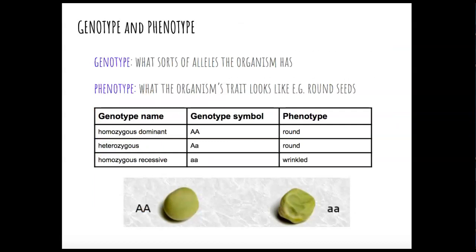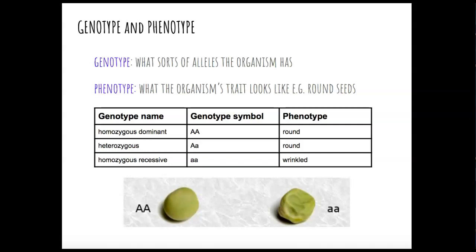There is a difference between the genotype and the phenotype for an organism. The genotype is the sorts of alleles that an organism has. That is determined at the molecular level, it's in their DNA. A phenotype is what the organism's trait looks like, such as round seeds. Individuals all have both genotypes and phenotypes.